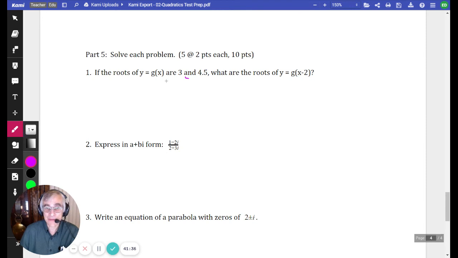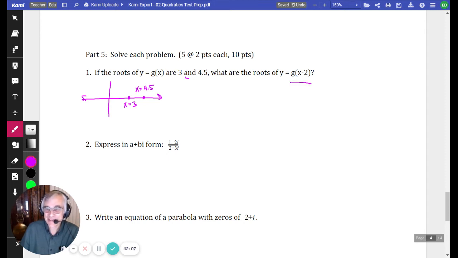We have no idea what the shape of the graph is, but we know that there's this point here at x equals 3, and there's another one at 4.5. It could be a parabola. It's a unit on parabolas, but it doesn't actually say. So then the question is, what are the roots of y equals g of x minus 2?